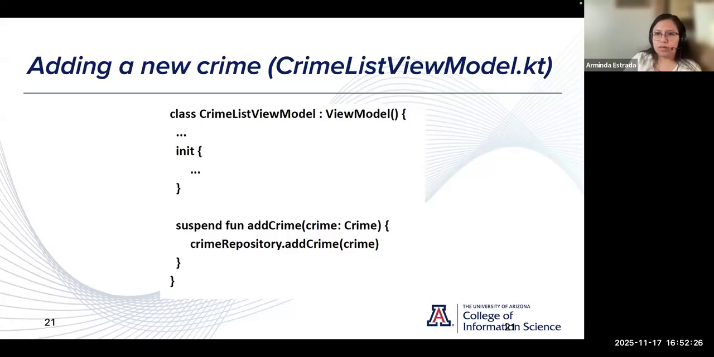So adding a new crime. To do this, right, inside of the view model, right? So inside of the list view model, we just have to do a suspend function to add the crime, and then we're just calling in that repository to go ahead and add the crime.